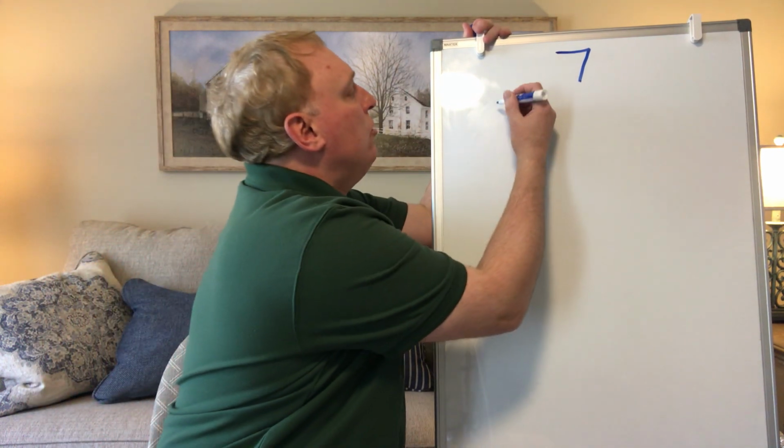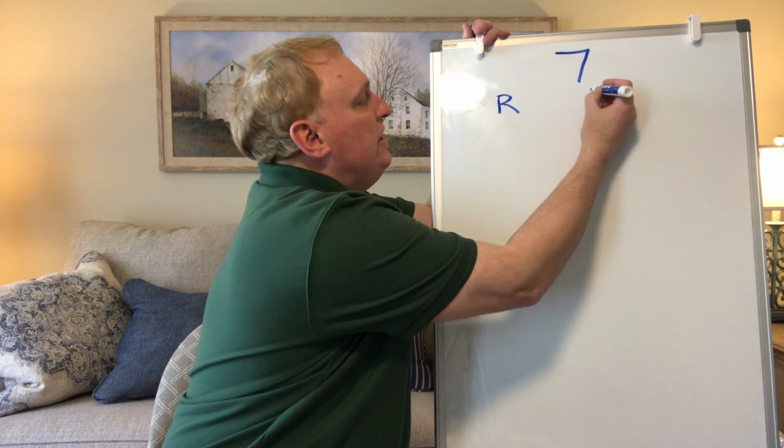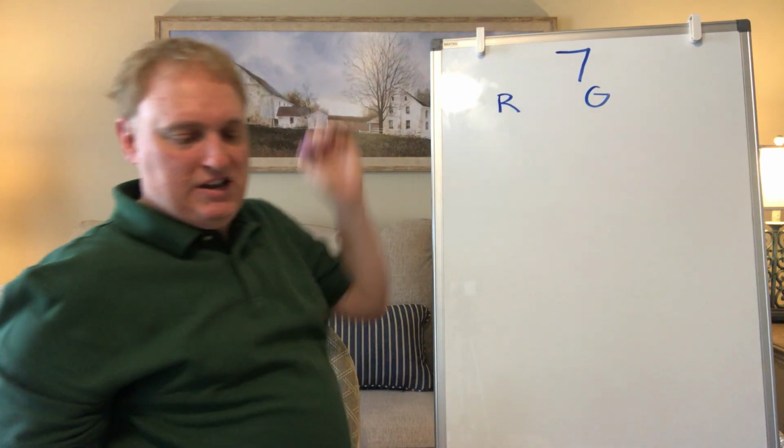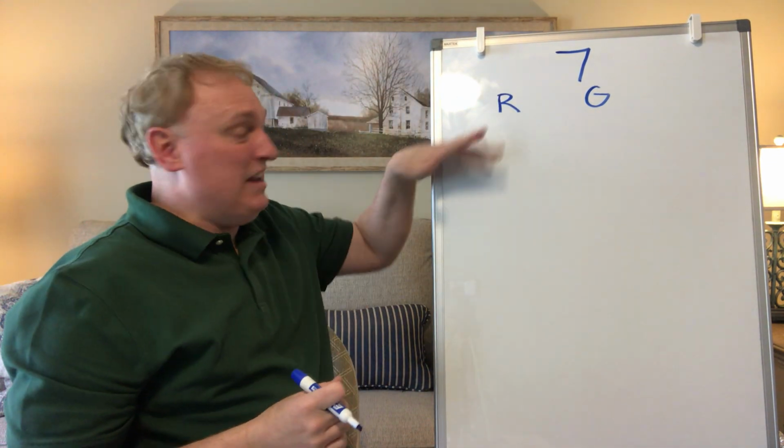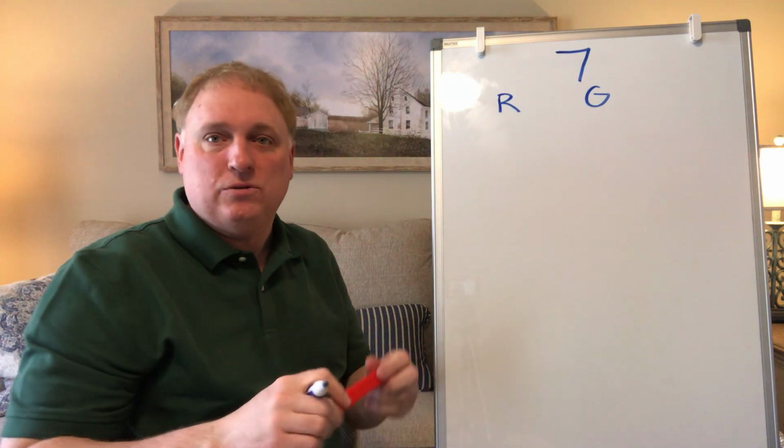So I'm going to put an R over here for red cubes and a G over here for green cubes. And I'm going to try today to make it so that I don't run out of room. Okay, here's the first one, boys and girls.